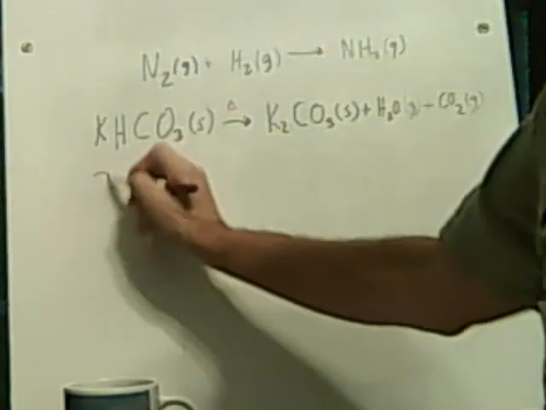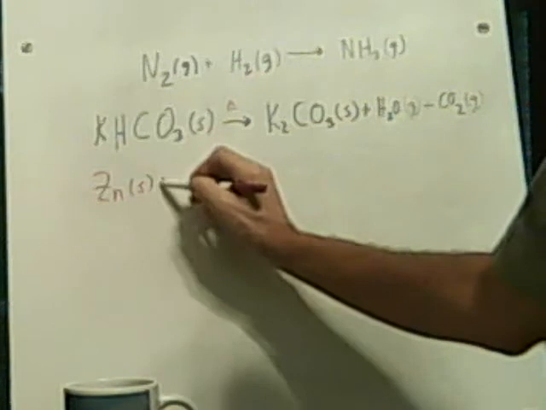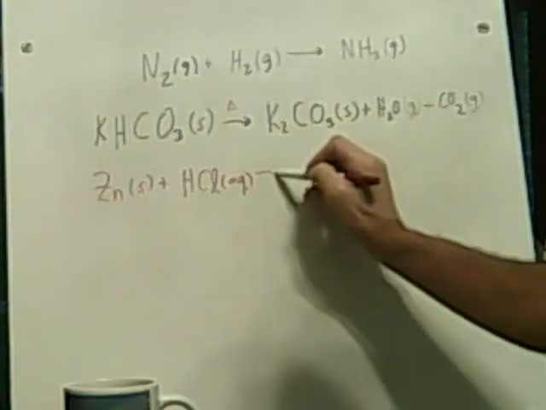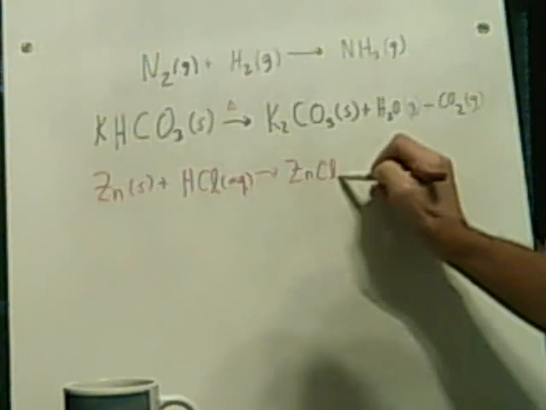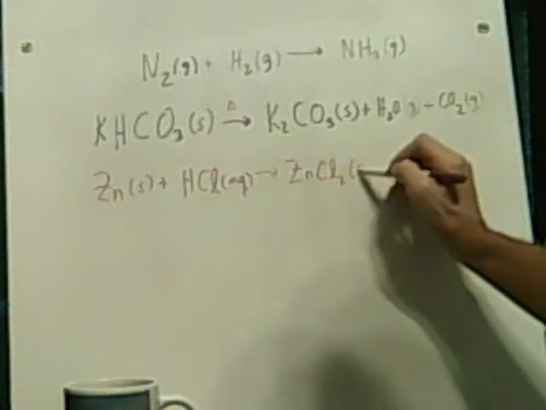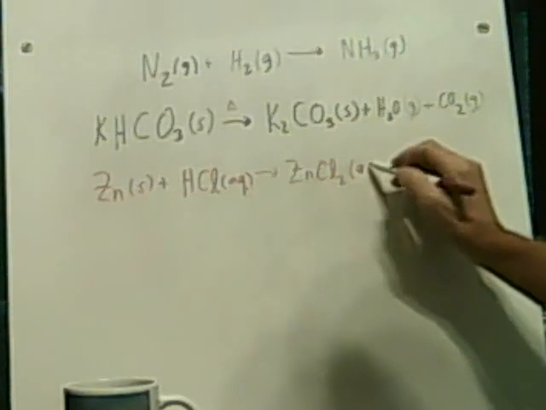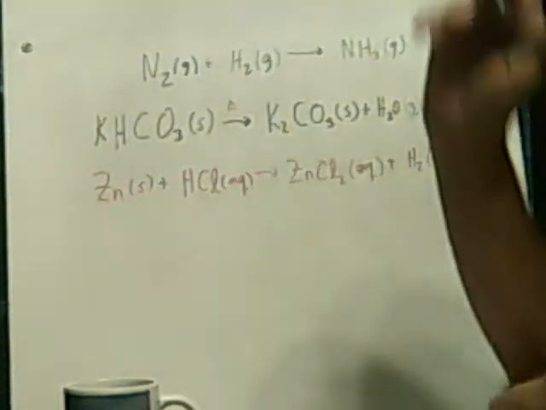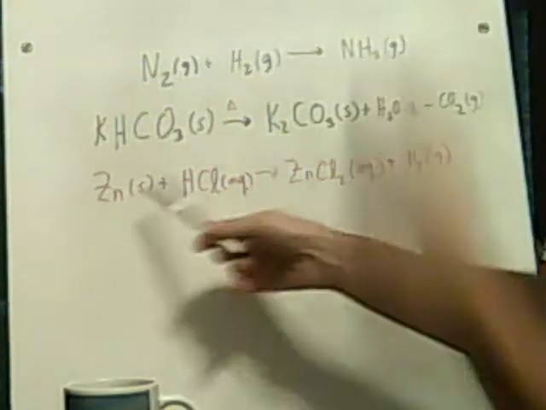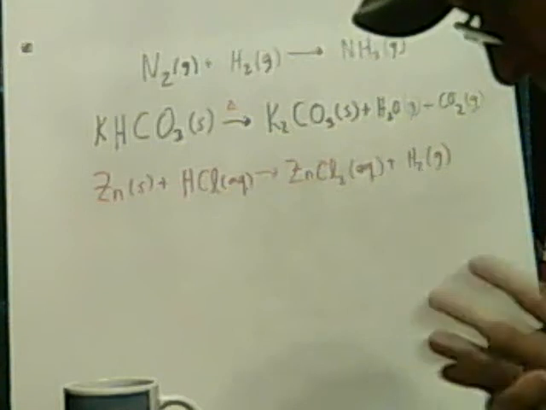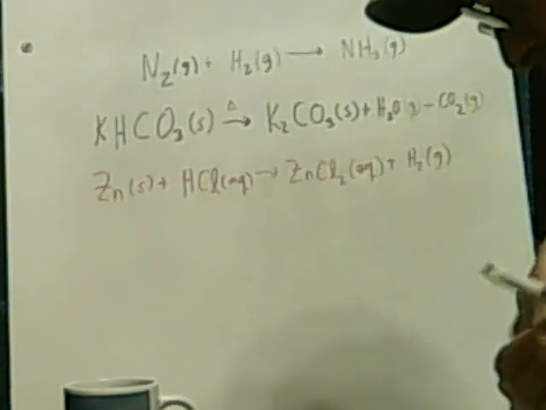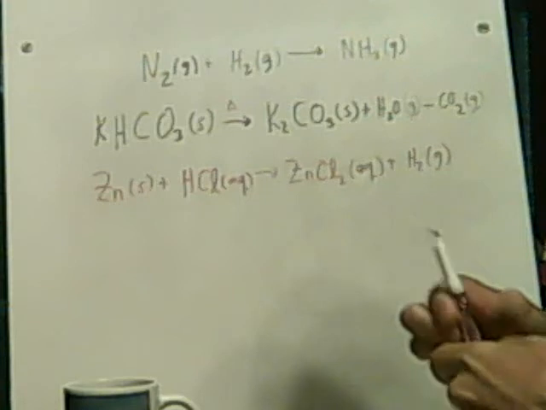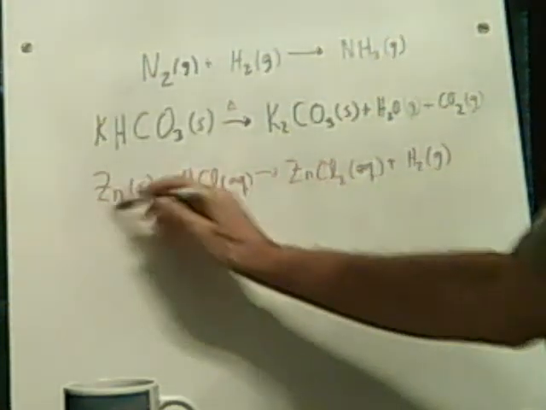Okay, the next one is zinc, solid, plus hydrochloric acid reacts to form zinc chloride, aqueous, which means it's dissolved, plus hydrogen gas. Okay, this is really zinc being dissolved by hydrochloric acid. But I'm going to say that this will be an example of a single replacement, because you can kind of see that the zinc is taking the place of the hydrogen here.